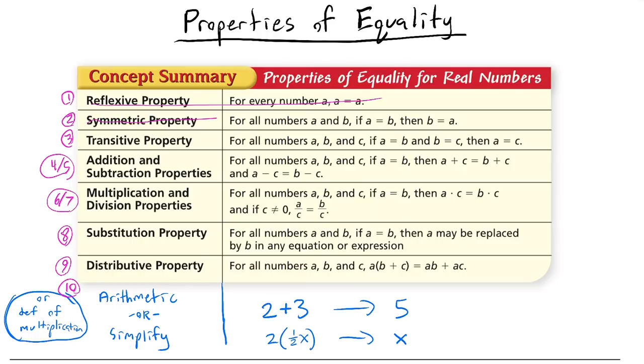Okay, symmetric property, we're not going to use that either. It just means if A equals B, then B equals A. We can reverse the direction of the equal sign. Again, not very useful. We're not going to use that. We're not even going to use that with congruence. So you can just ignore that one.